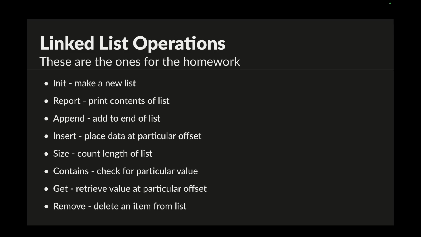Report is a debugging function that will print out contents of a list. Append is going to add data to the end of the list, while insert places data at a particular offset. Size gets the size of the list. Contains checks to see if the list has a specific value. Get value at offset gets a value if the offset is valid. And remove changes the list so it no longer contains specific data.